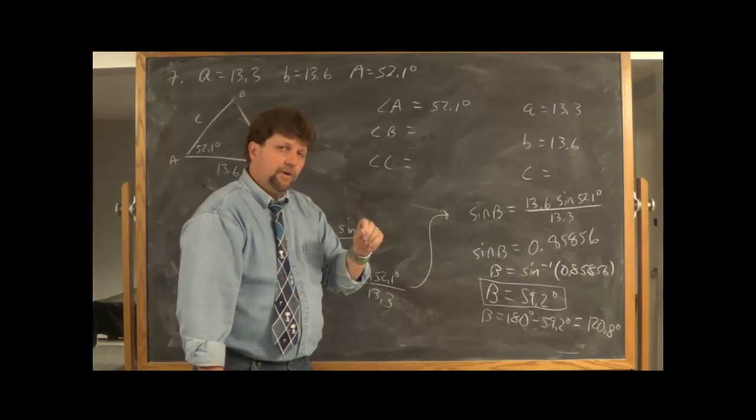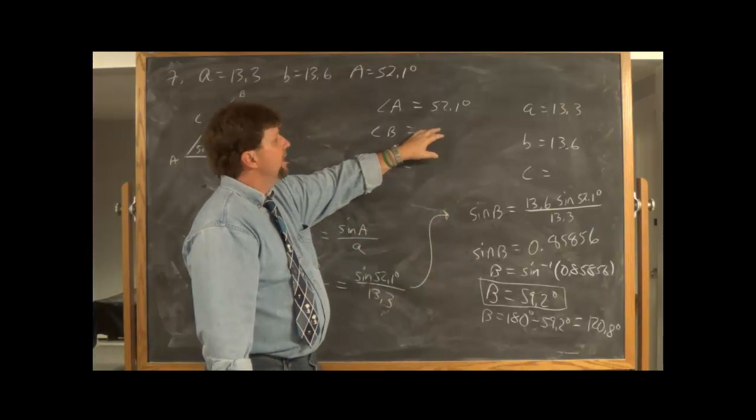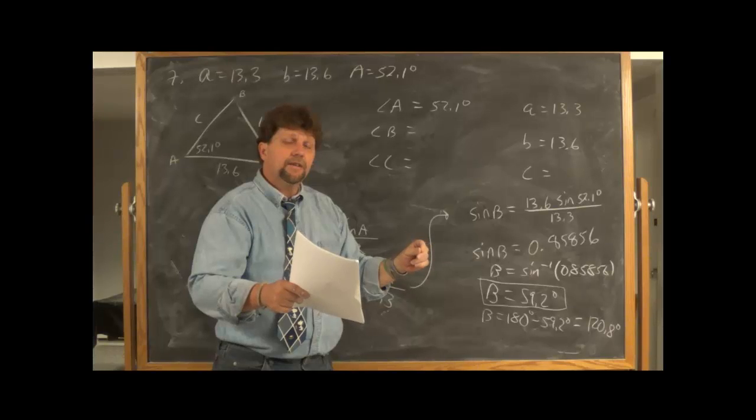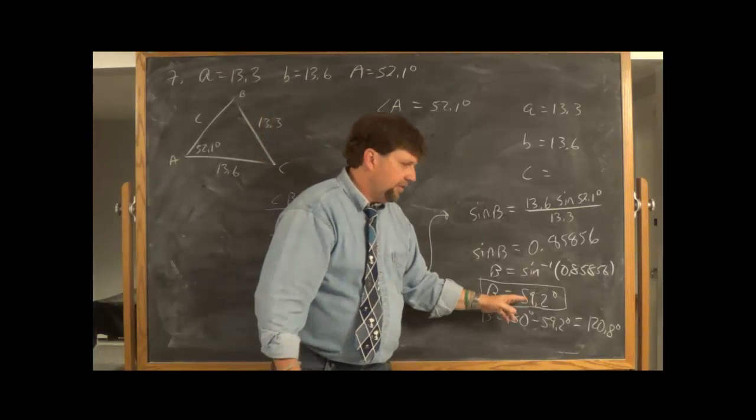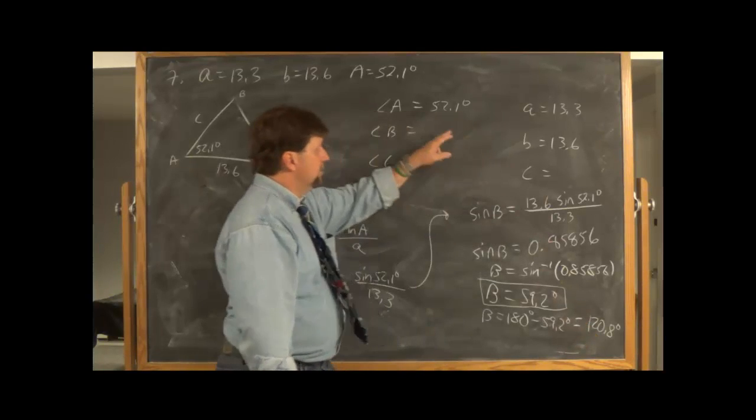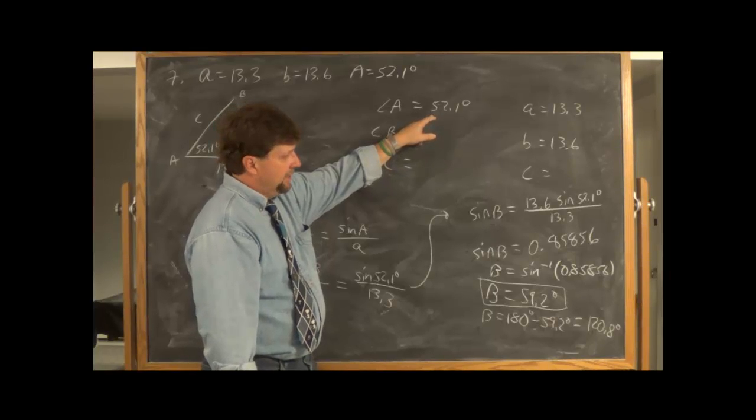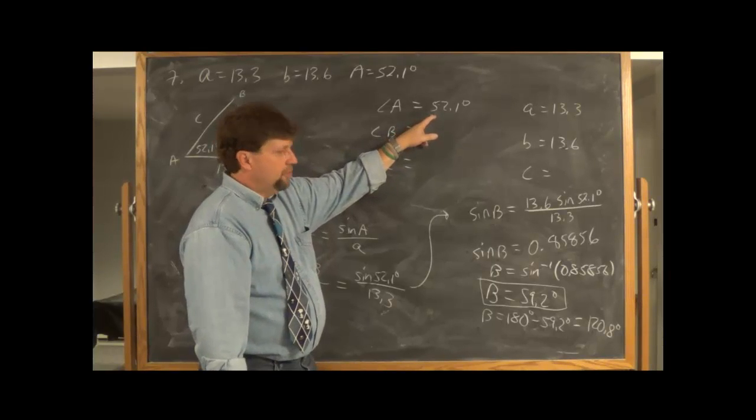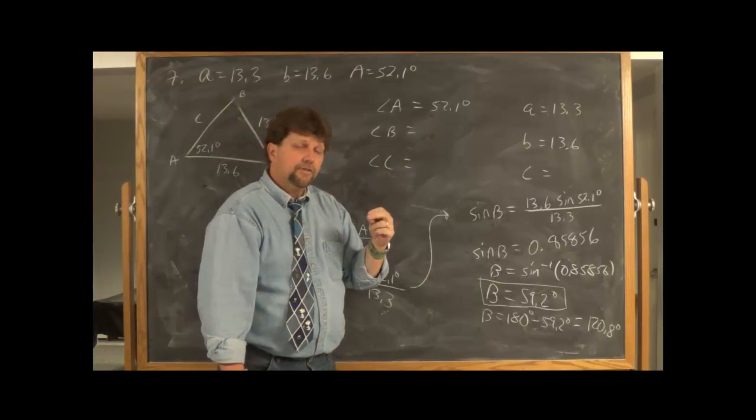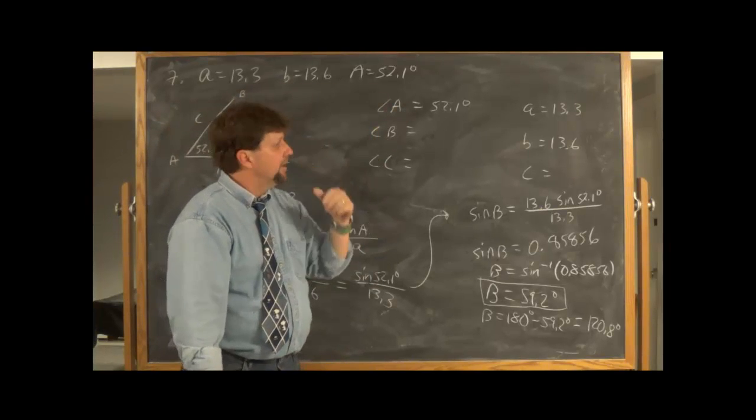If the answer to that question is no, if I put that number in here and I add it to the given angle and it's larger than 180 degrees, then that means there would only be one triangle. But notice if I put 120.8 degrees in here for B, 120.8 plus 52.1 is 172.9 degrees. That is less than 180. So there are two possible triangles for this given information.